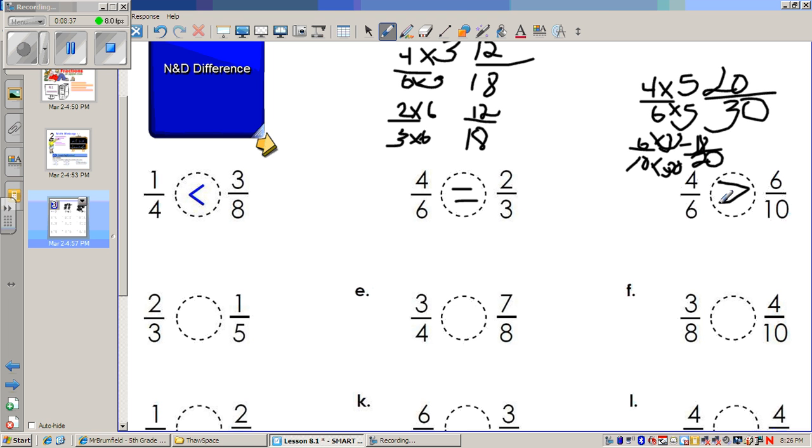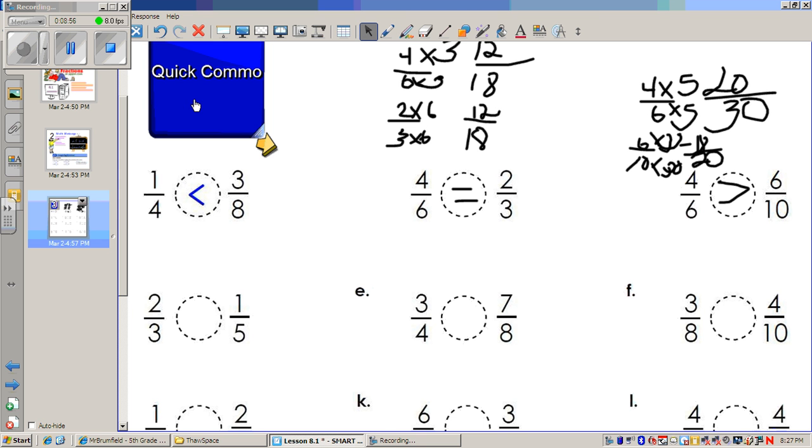Now again, remember we've talked about that rule too, like what's half of 6? Half of 6 is 3. Well, 4 is a little bit bigger than that. And I also know that 5 is half of 6. Well, that's a little bigger too. So again, that's another strategy that you could use.